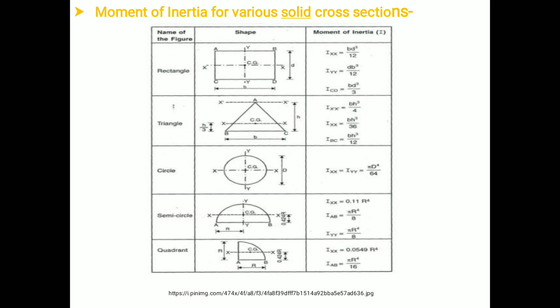Therefore, as it is a circular section, we have Ixx and Iyy as the same value. Therefore, Ixx is equal to Iyy, which is equal to pi by 64 d raised to 4, where d is the diameter of the circular section. Now we will concentrate on the semicircle. The figure shows a semicircle which has a radius r.